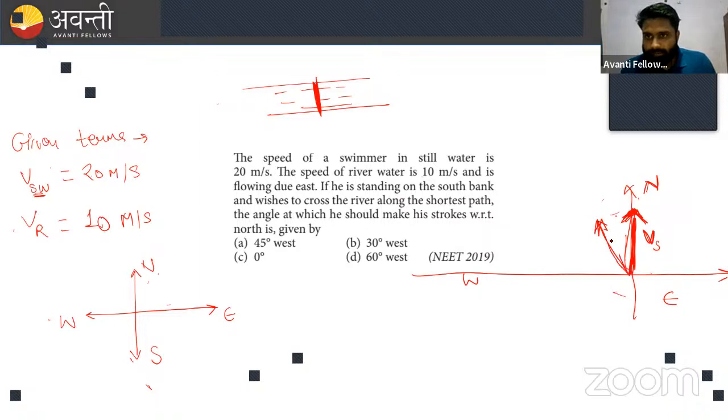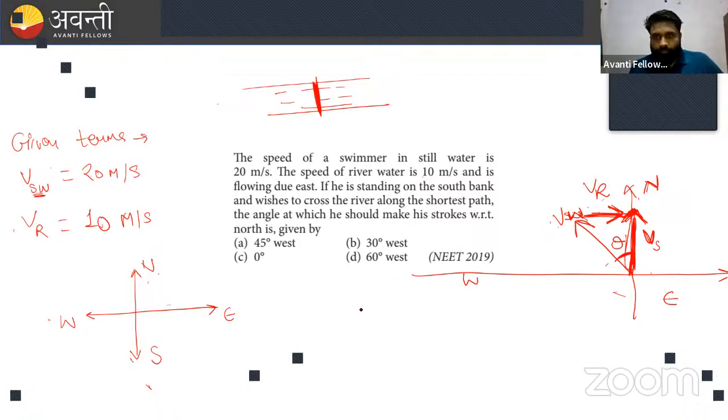So the velocity of the swimmer is in this direction. This is the velocity of swimmer with respect to water, at an angle theta. Why did we take theta? Because this is the component, and the river is flowing from this side. So the river's vector and this vector would make a resultant velocity in this perpendicular direction. This is the velocity of river.